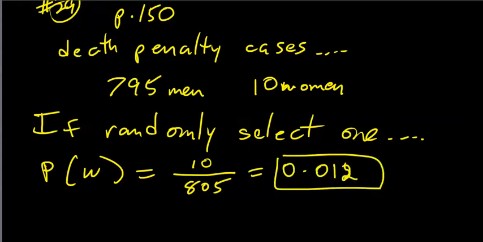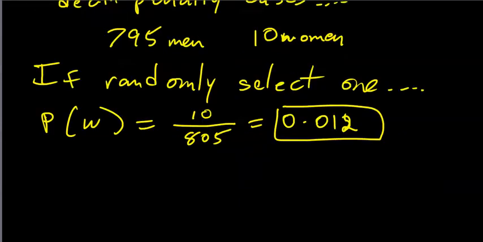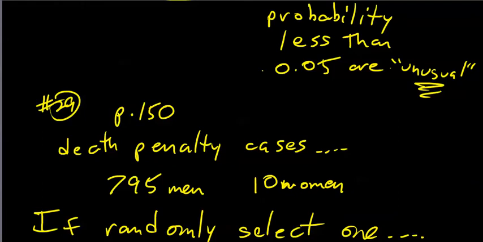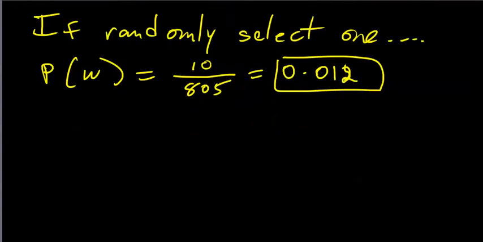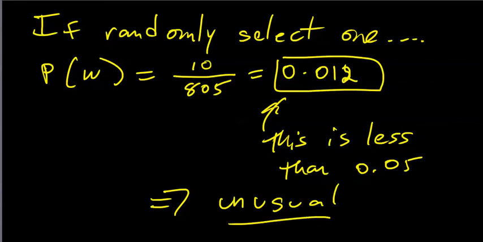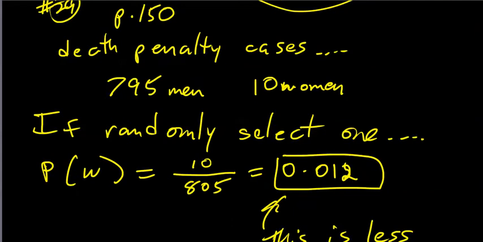Alright, the book asks us, is this unusual? Well, yes, of course, it's unusual. Why is it unusual? Because it's less than 0.05. Remember, 0.05, at least for now, is going to be our criteria for unusuality, at least regarding probability. So I claim this is less than 0.05. So we claim it is unusual. So certainly, in terms of these criteria and in terms of the numbers we were given, we claim it is an unusual event for a woman to suffer the death penalty.